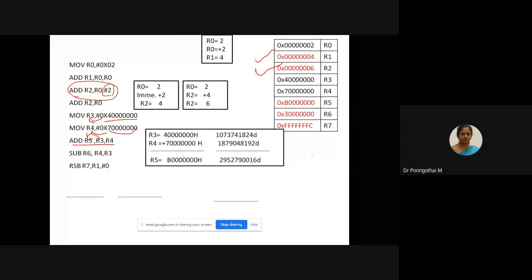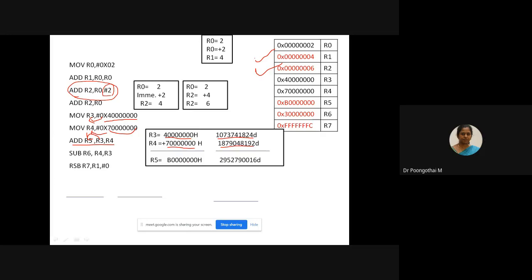So look at this table where R3 holds 4 with 7 0 and this is the decimal equivalent of this hexadecimal number, which is the largest 32-bit number, and R4 holds 7 with 7 zeros and this is the decimal equivalent for this particular number. After the addition, B with 7 0 is stored in R5. So this is the answer. So R5 is updated with B with 7 zeros.